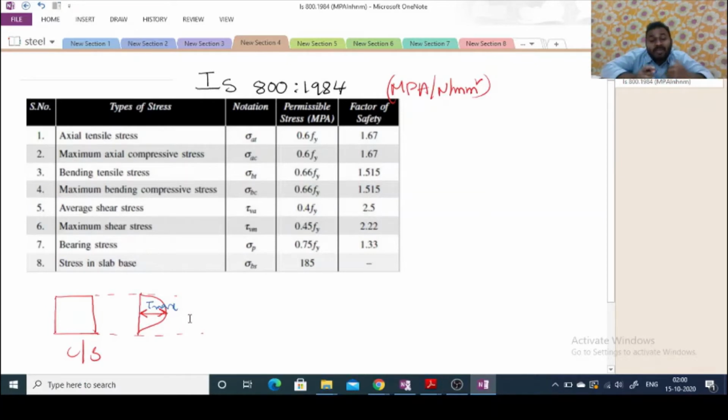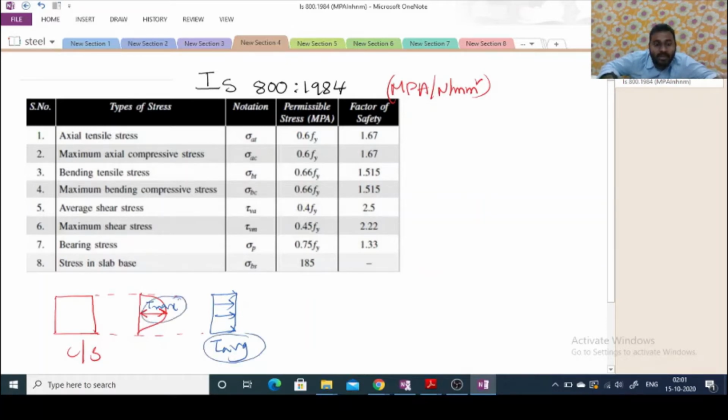But for the ease of analysis, we are going to idealize this shear stress variation like this. That means uniform throughout the cross section. This is known as tau average. So this is the real behavior, the real variation of shear stress throughout the depth of the cross section. But for the ease of doing the analysis, we idealize it as uniform. Now this is tau average and this is tau max.